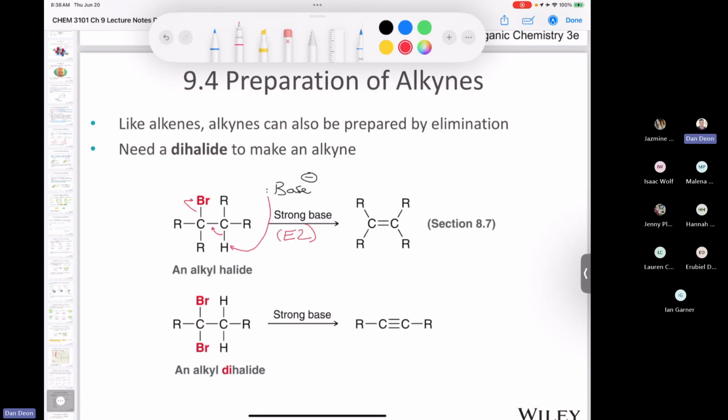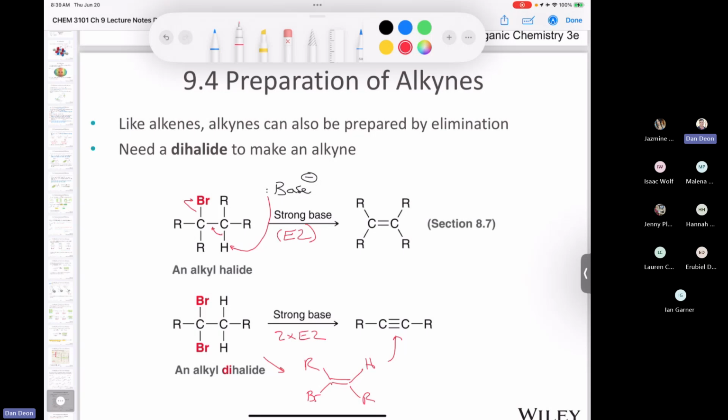So you can imagine that if you have two halogens on the same carbon and then two hydrogens on the adjacent carbon, you can do two E2 reactions. So you basically do 2 times an E2, right? The first one is going to give you an alkene, something like this, okay? And then you do it again, the same old mechanism again.